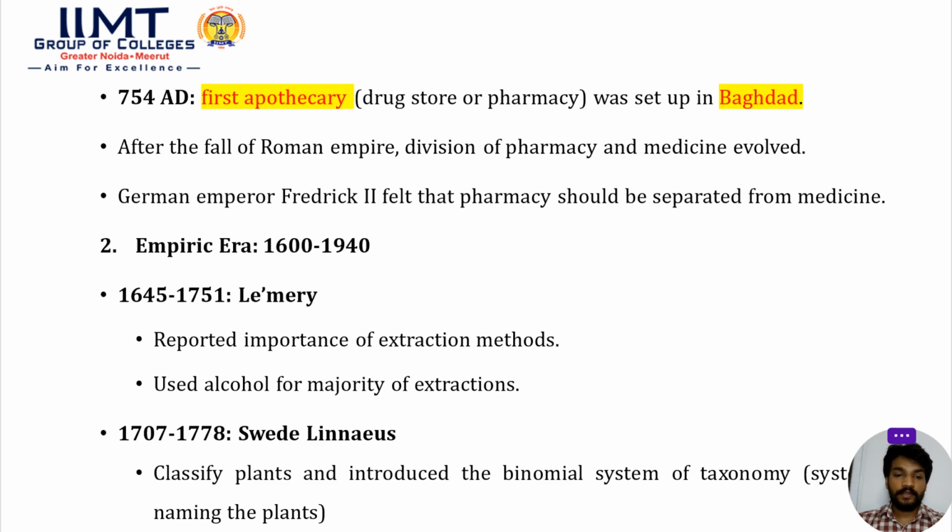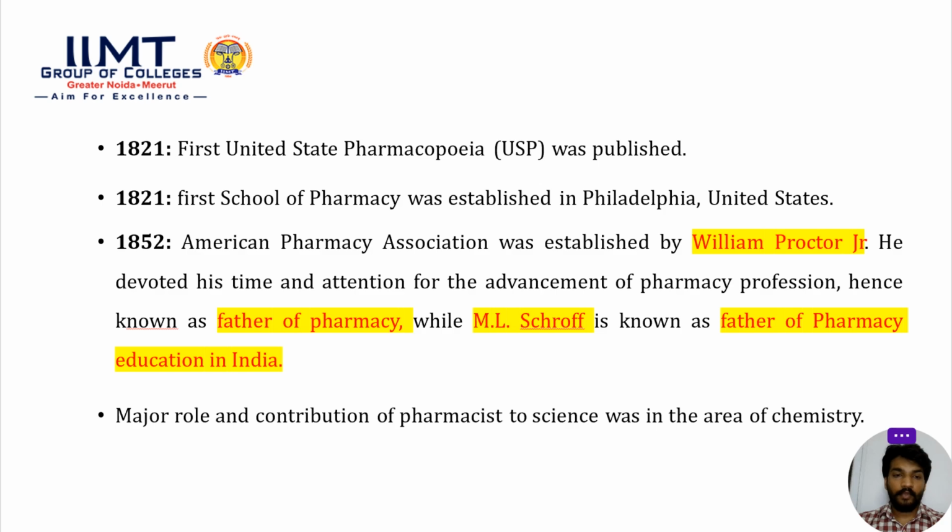Next is Linnaeus. He belonged to the period of 1707 to 1778, and he was responsible for classifying plants and introduced the binomial system of taxonomy. Particularly, this is the system which we use for naming plants.